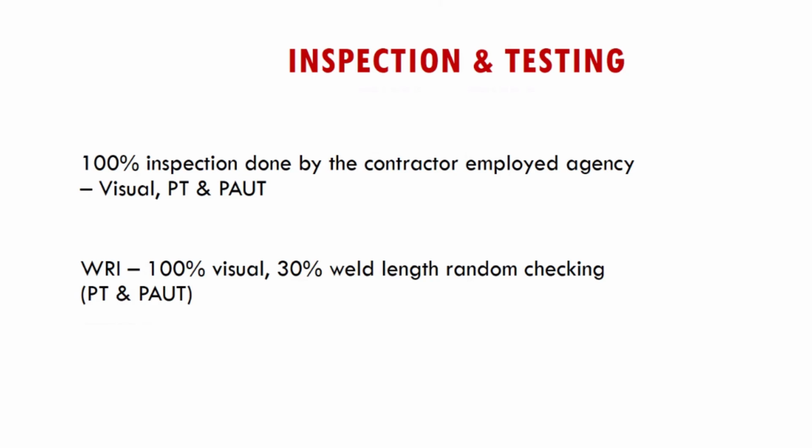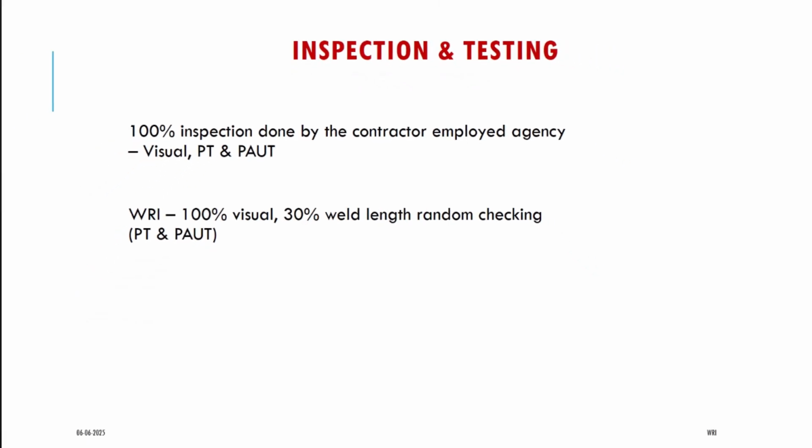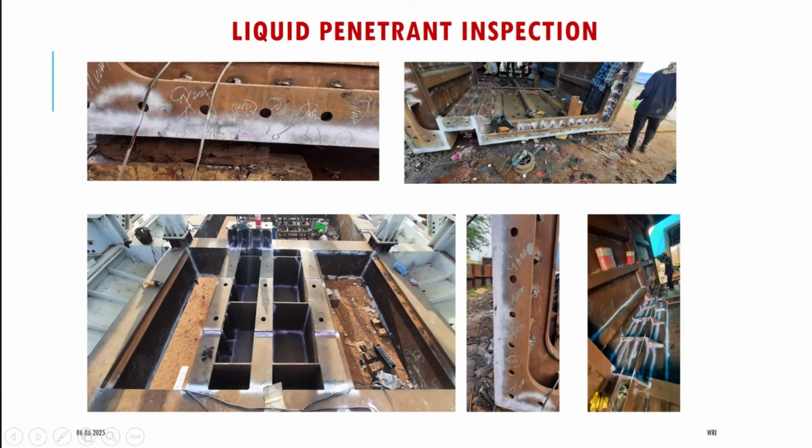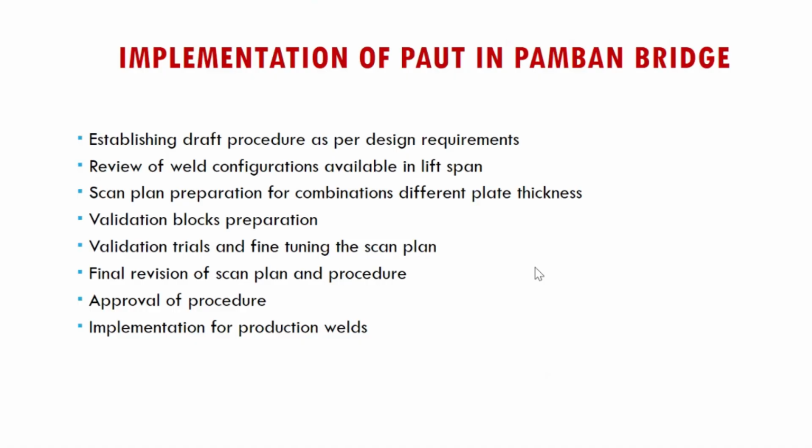And the inspection and testing. First, 100% inspection is done by the contractor's employed agency. They are doing the visual inspection, penetrant testing and PAUT. PAUT is phased array ultrasonic testing. For WRI inspection, 100% visual testing, and 30% of weld length randomly we are checking with penetrant test and PAUT. These are some photos of liquid penetrant inspection we did at the time.